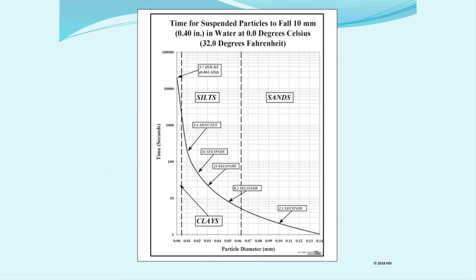This is just a real quick graph showing what happens with particles. For a particle to fall 4/10 of an inch in water at 32 degrees Fahrenheit, and yes, water is a liquid or an ice at that temperature, you can't read it in the back, but that says 5.7 hours to fall 0.4 inches. That particle is about 0.001 millimeter, pretty doggone small, clay colloidals.